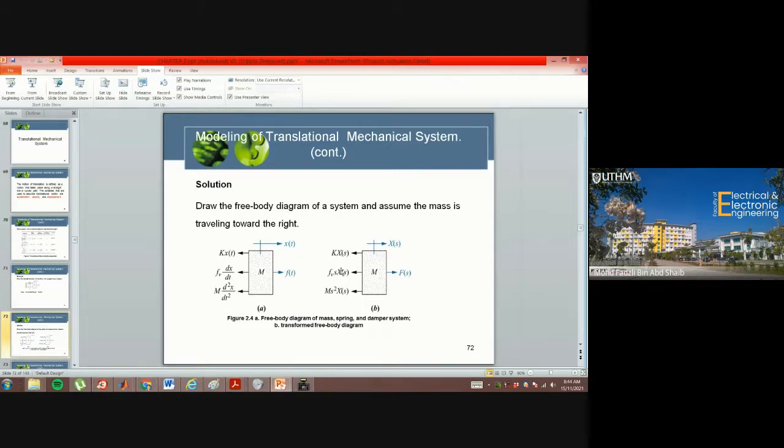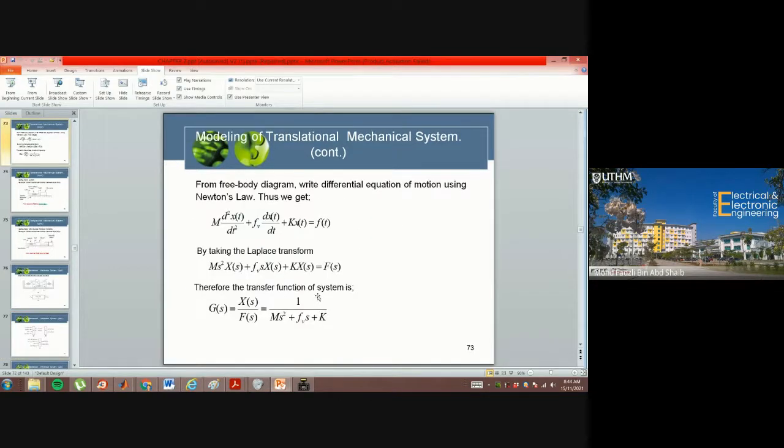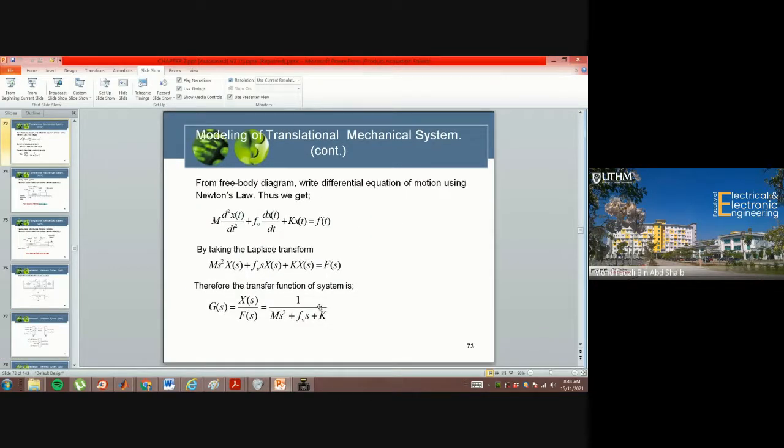Okay, from the slide, we can observe that one. But this one, this one is T and change to S and so on. Everything's there, I just draw it again. This is the answer: ms square plus fvs plus k.